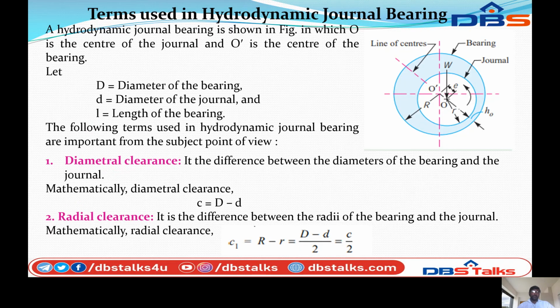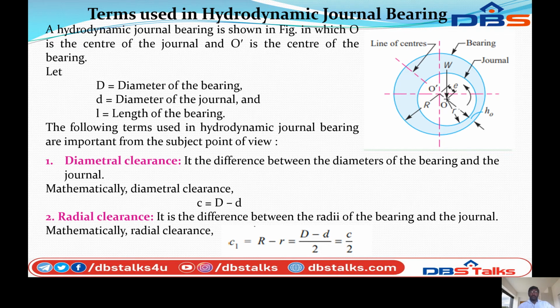So next, the terms used in hydrodynamic journal bearings. What are the terms used in hydrodynamic journal bearings? A hydrodynamic journal bearing is shown in the figure, where O is the center of the journal and O dash is the center of the bearing. So we can see the figure.